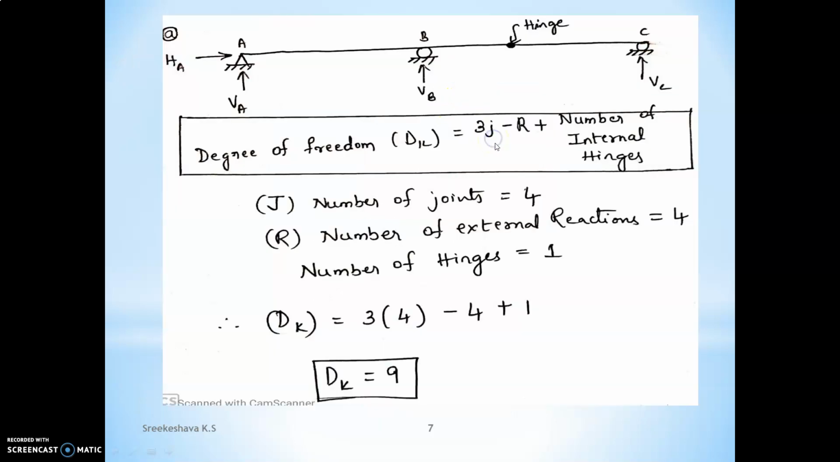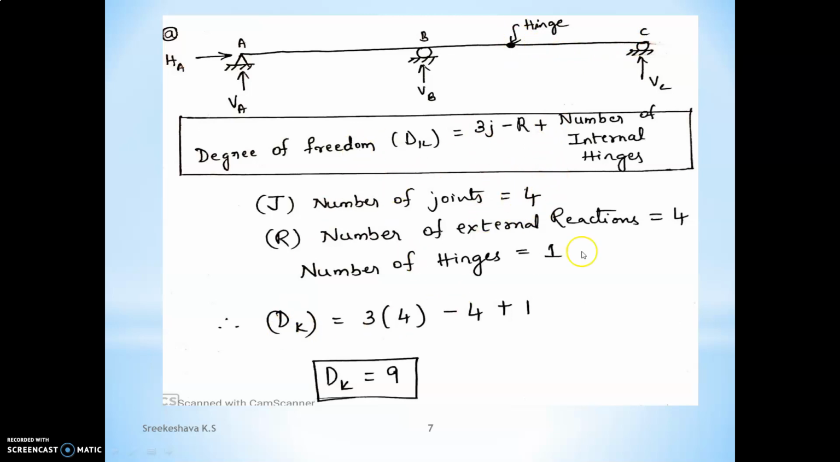Clear? Let us move on to the first problem. In the case of beams, first compute the external support reactions. At A we are having HA and VA, at B we are having VB, at C we are having VC. Clear? The total number of external support reactions is 4. How many joints? 1, 2, 3, 4. Here also, because of imposing the hinge, it will create a joint here. It will become 4. Clear?